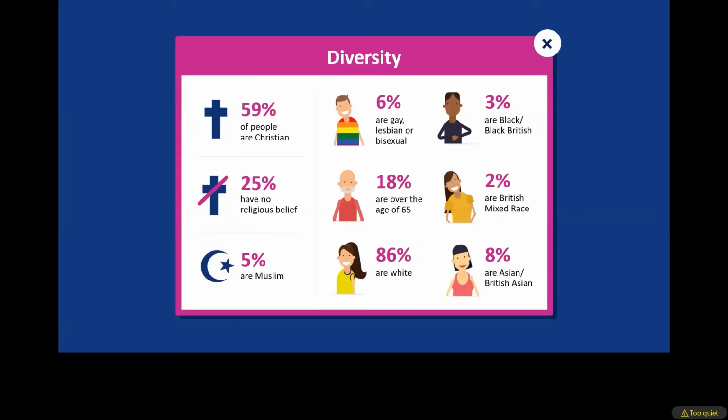And the last one is on diversity. So thinking about the diverse groups that we have, 59% of people are Christian, 25% have no religious belief, 5% are Muslim, 6% are gay, lesbian or bisexual, 3% Black British, 18% are over the age of 65, 2% are British mixed race, 86% are white, and 8% are Asian, British Asian. So that is your audience. And you could always take some of the cross sections of your own audiences and try to figure out actually what barriers they might have in our communications.